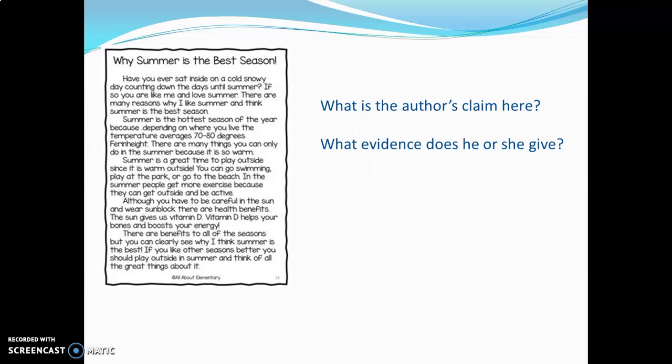First, they said it's the hottest season of the year, and there's so many things you can do because it's warm. They talked about the great things you could do outside because it's warm, and that people get more exercise, which is good for them, because you can be outside and be active. They even told us about how the sun is healthy for us and helps our bones and our energy. So they gave quite a few good reasons to support the claim that summer is the best season.